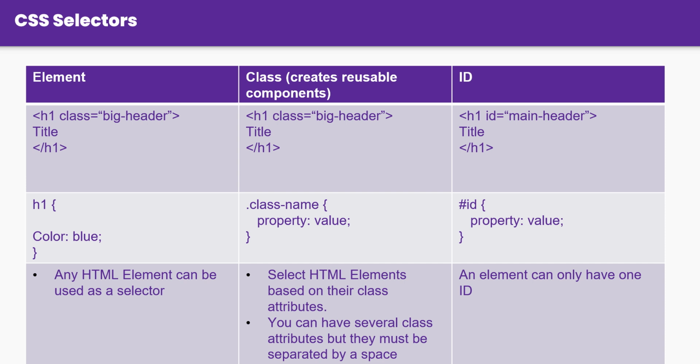So on the class attribute, this attribute is better because it is reusable in many components. So you don't need to rewrite your code a lot. You don't need to rewrite your code over and over again. So with this attribute, you can reduce your code into smaller chunks. And then finally, we have the ID attribute. This one is more specific, and an element can only have one ID attribute.